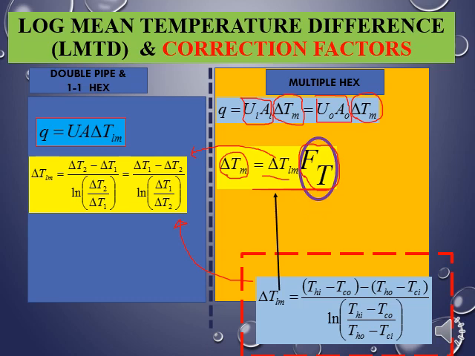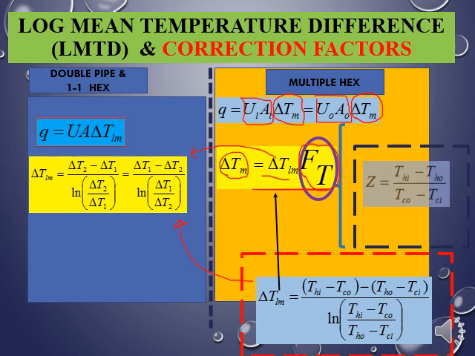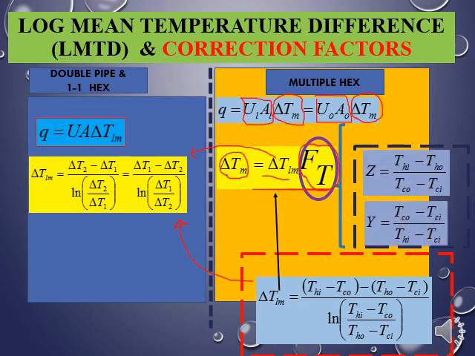And lastly, about the Ft, which is the correction factor. How can we get this correction factor? Basically, we get it from a table or appendix, where there's a chart that we have to use to get this Ft. In order to get the value of Ft, we have to first calculate two parameters, Z and Y. So what are Z and Y? Z and Y are determined using this equation.